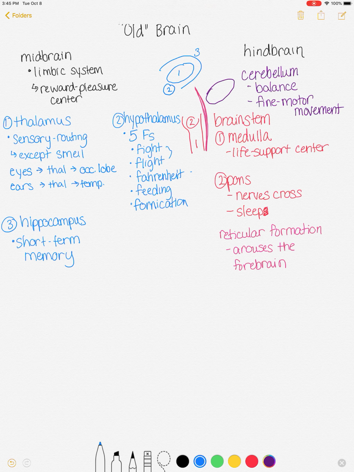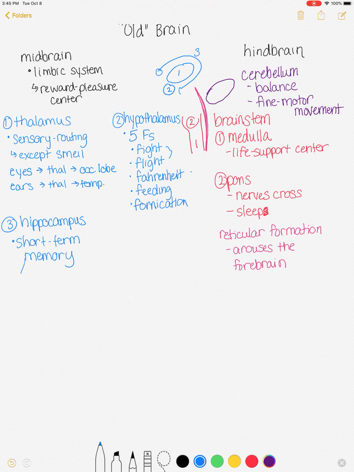One way to remember this is a hippo, picture a hippo and a campus, like a college campus, and picture a hippo walking around campus. So a hippo always remembers his way around campus. So that has to do with short-term memory.